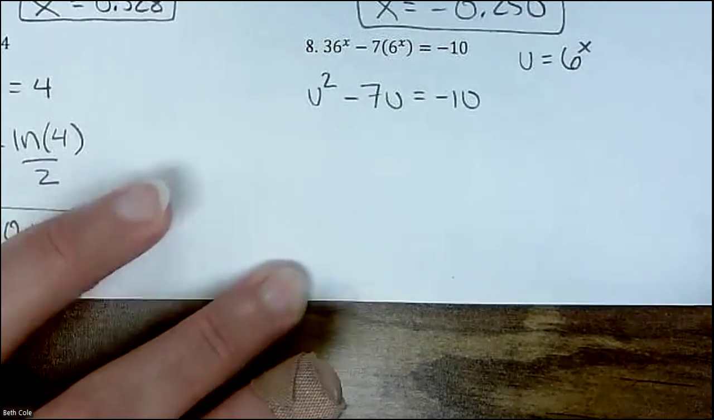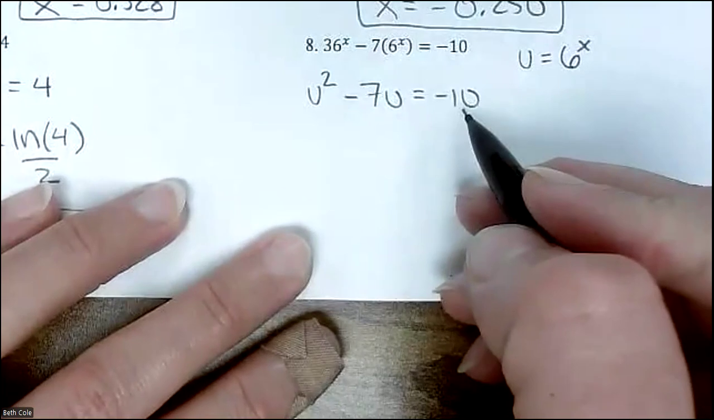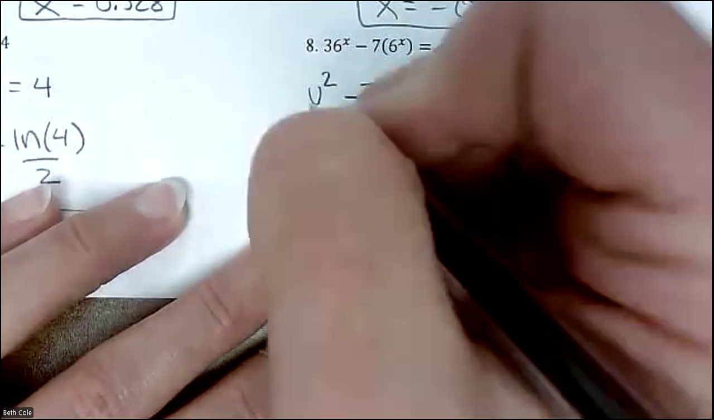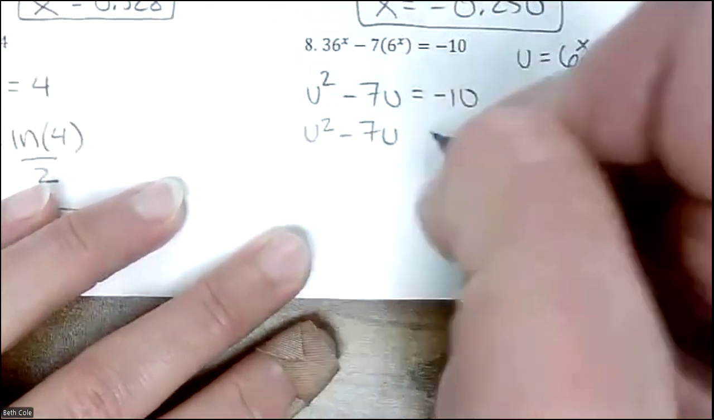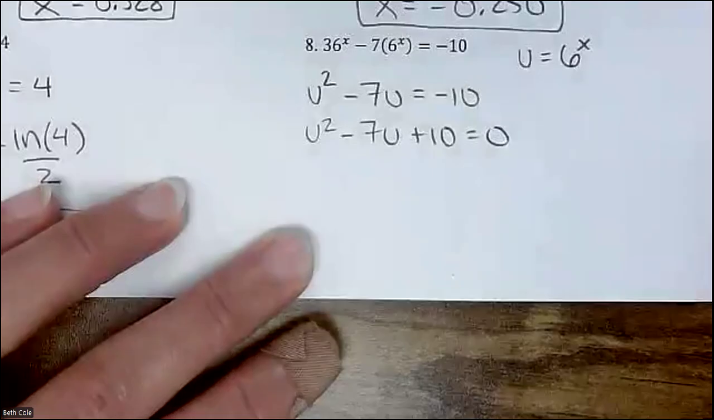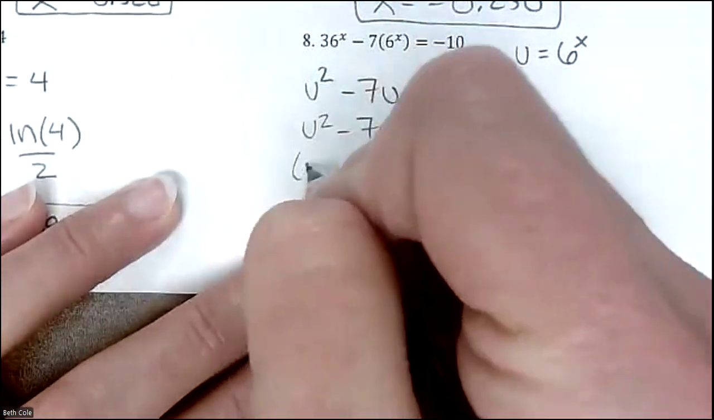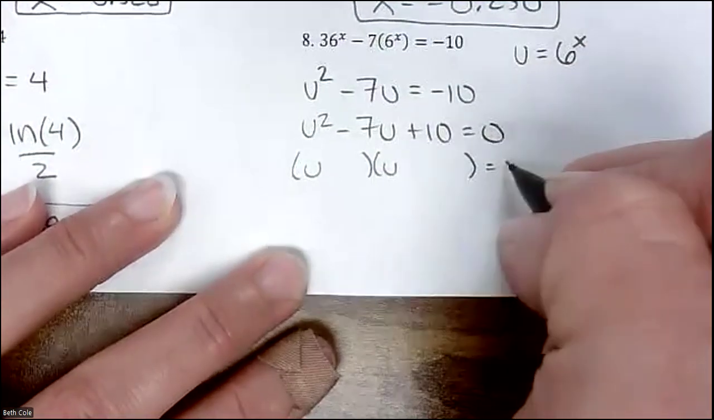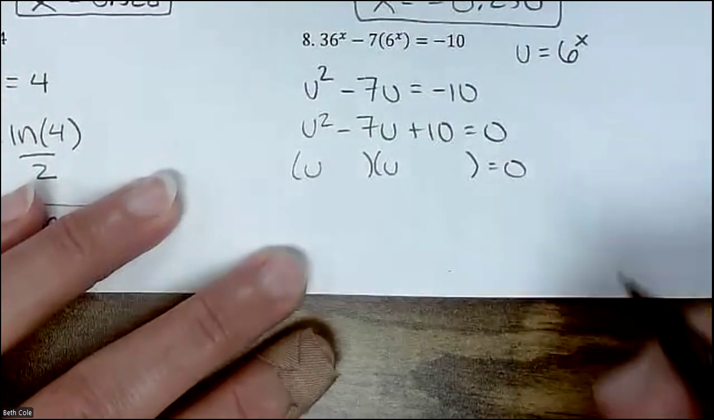What would you do next? We do want to factor, but first, add the 10. And then factor. So we're going to get 2 answers. 10 is going to split.